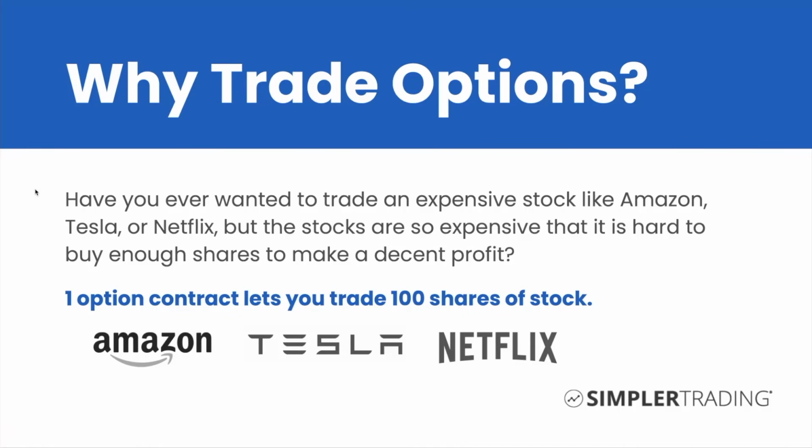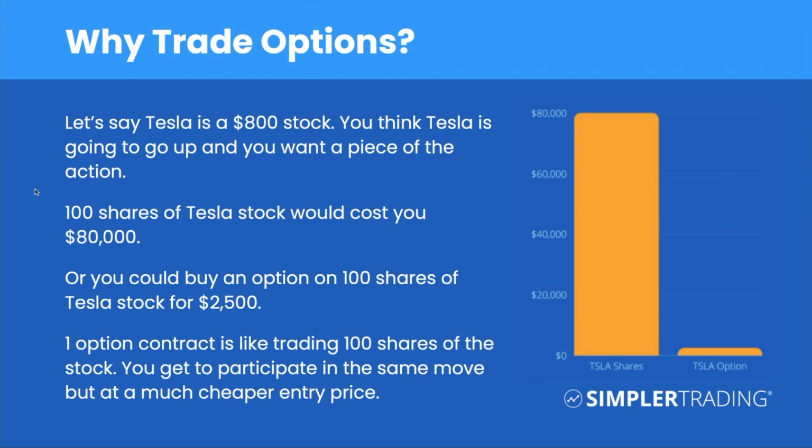That's not the only reason we like options. We'll get to those reasons in later sections, but the leverage certainly is a big component of it. So why trade options? Let's say that Tesla is an $800 stock and you think that Tesla is going to go up and you want to be a part of that move. Very much like we said in the previous slide, 100 shares of Tesla stock in this situation would cost you about $80,000. Or you could buy the same option representing the same 100 shares for around $2,500. So you can see there the leverage that could be employed with this strategy.